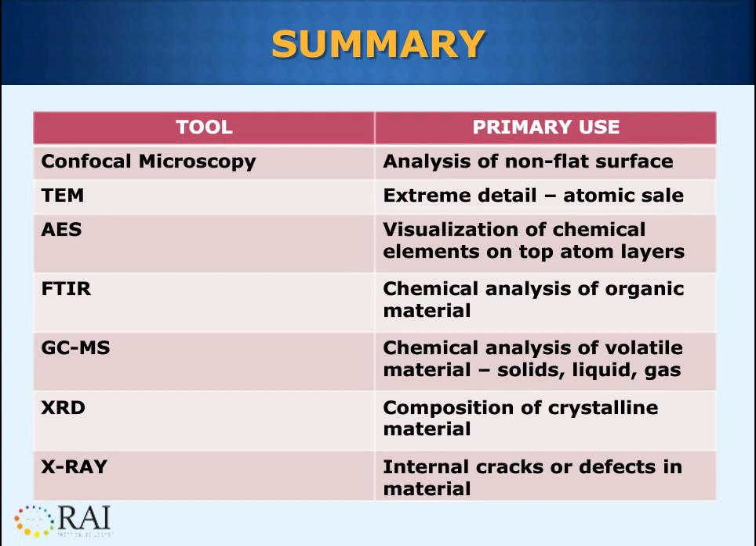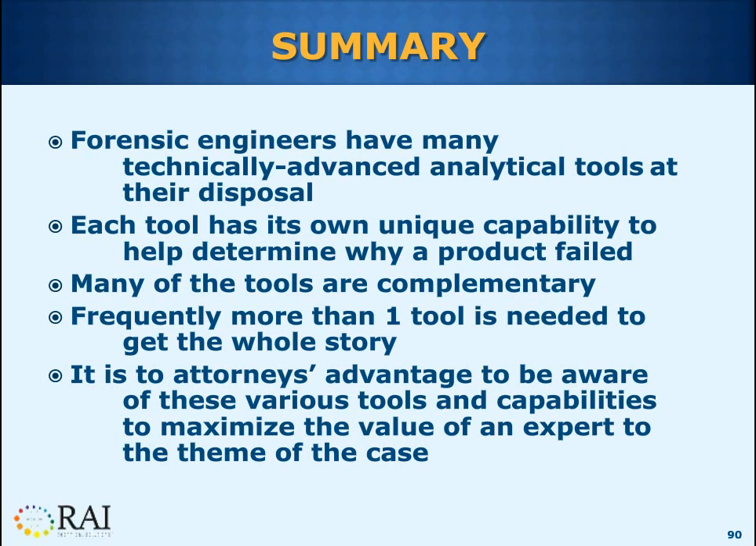So as a final summary slide, forensic engineers have many technically advanced analytical tools at their disposal. Each tool has its own unique capability to help determine why a product failed. Many of the tools are complementary. Frequently, more than one tool is needed to get the whole story, to produce unbiased, accurate results that are defendable in court. And it is to the attorney's advantage to be aware of these various tools and capabilities to maximize the value of an expert to the theme of the case.